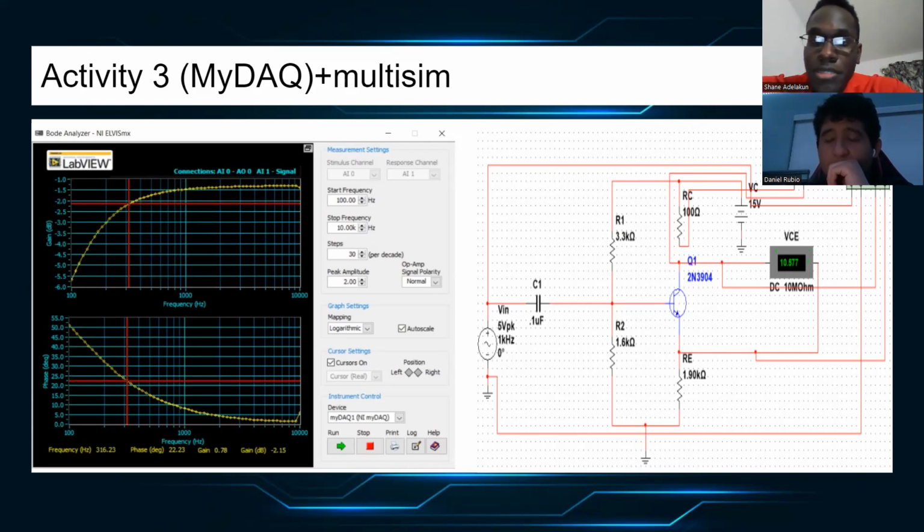To the right side is the Multisim. Not exactly too different from the step before, but we have R1 equals 3.3 k ohms. Capacitor is 1 microfarad. R2 is 1.6 k ohms. RE is 1.9 k ohms. RC is 100 ohms. Our VCC is 15 volts. And our VCE says 10.577. And our DC is 10 milliohms. And our VIN is 5 volts peak with 1 kilohertz.